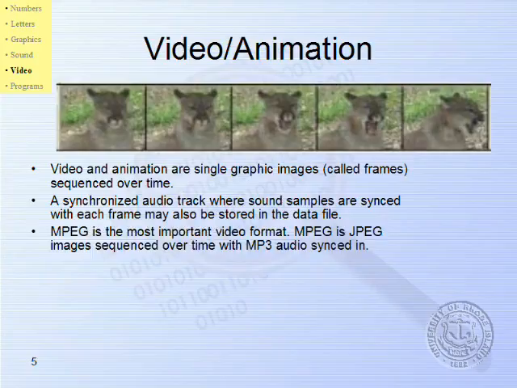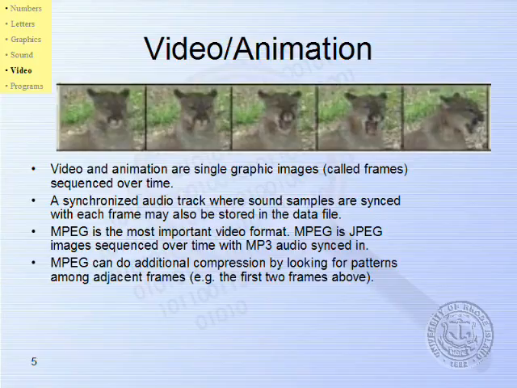The most common and prevalent form of video is MPEG. MPEG format is just JPEG that we saw earlier. Remember, JPEG is a compressed format for images. MPEG is just JPEG images sequenced over time. The synchronized audio track uses the MP3 standard. So MPEG is sequenced JPEGs with MP3s.